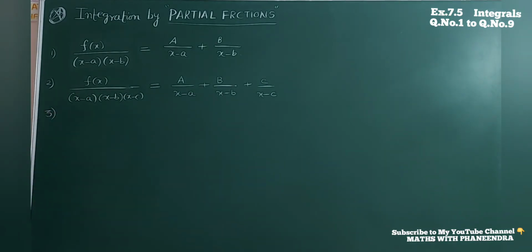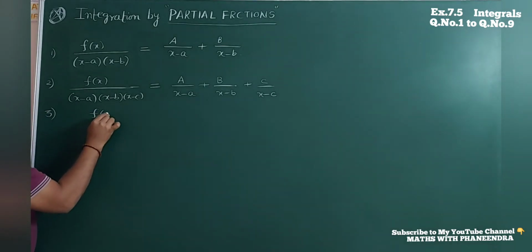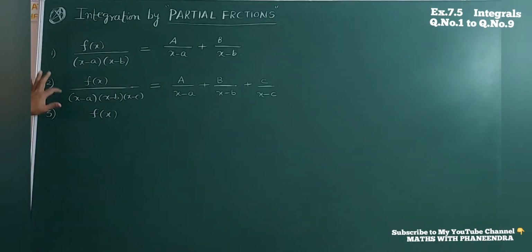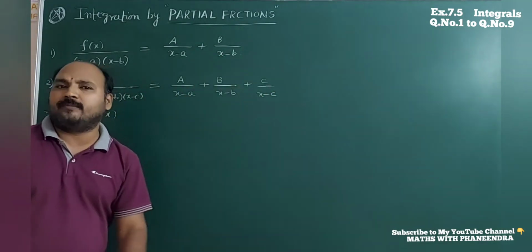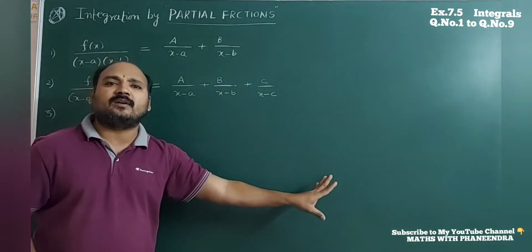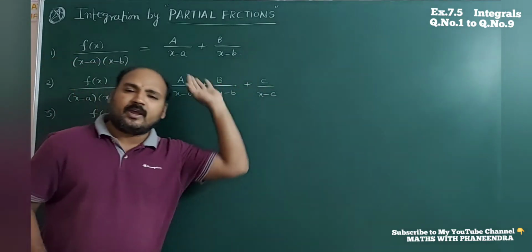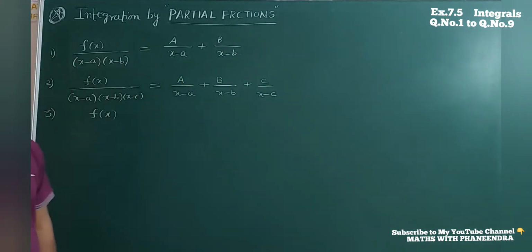Now come to the third one. F of x divided by, in these two cases, suppose 4 are there, we can write 4. A by, b by, c by, d by, and so on, n terms are there. A by plus b by plus c by and so on, n by that values.